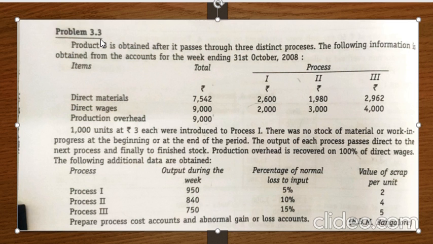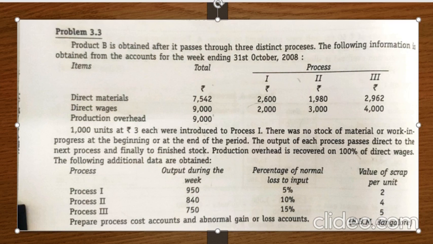Abnormal gain is the gain which is uncertain, which occurs without the knowledge of the producer. It might be that the output is more than expected for the input, and then you will have your abnormal gain. So in this problem they have given you percentage of normal loss 5%, 10%, 15%, and for the sale of this loss also they have given rupees 2 per unit, 4 for process 2 and 5 for process 3. So they have asked us to prepare process cost account and abnormal gain or loss account.